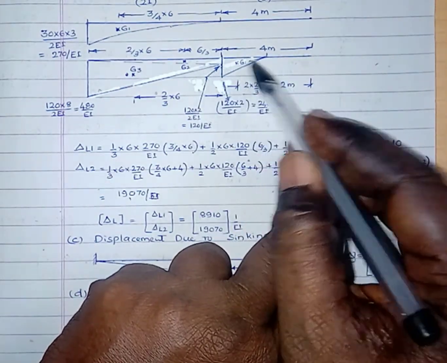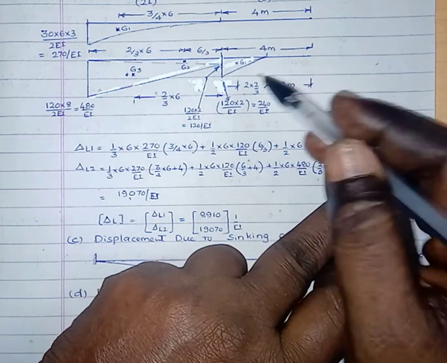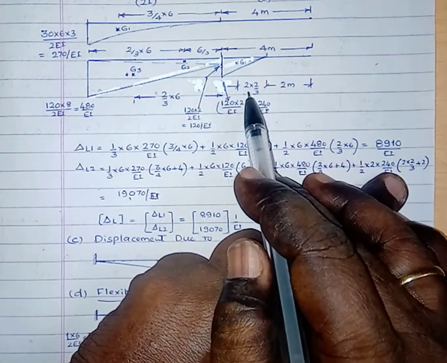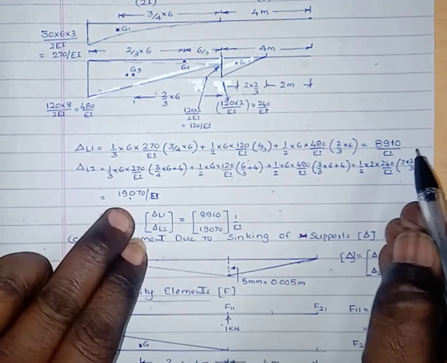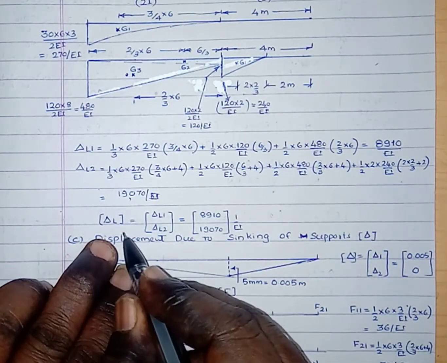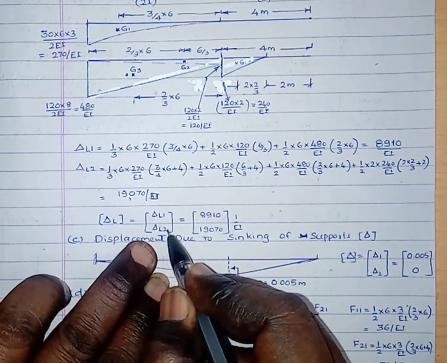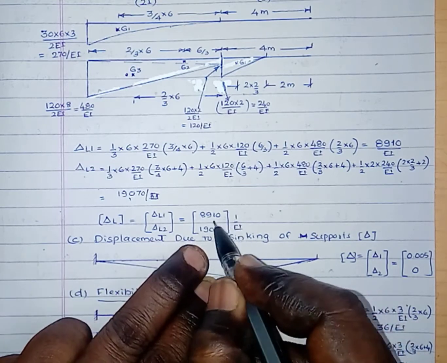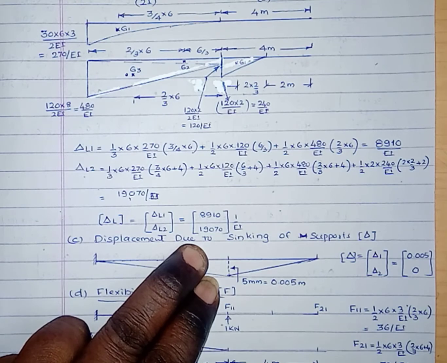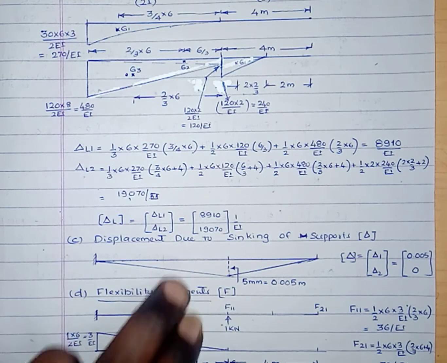Then this triangle, here half into base width 2 meter into ordinate 240 by EI, and the centroidal distance is 2/3 of 2 plus 2. Then after simplification you will get 19,070 by EI. Here the displacement matrix due to the applied loads is given by delta L1, delta L2 as the elements. Here 1 by EI is common. The elements are 8,910 and 19,070.